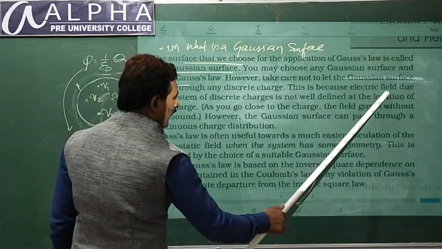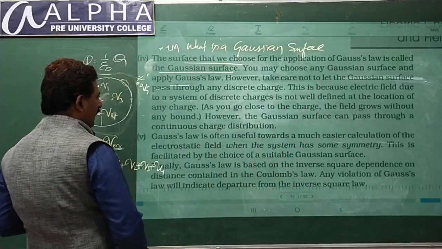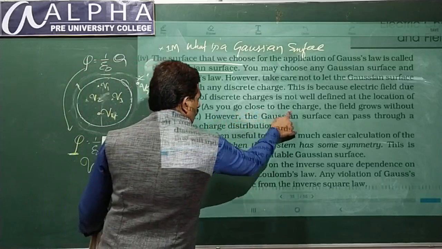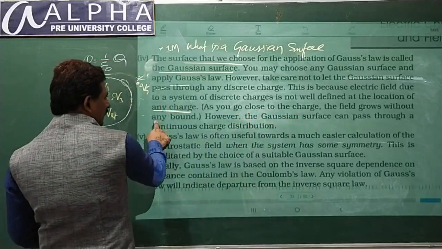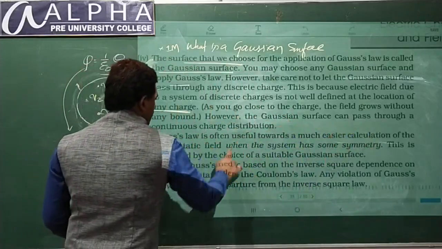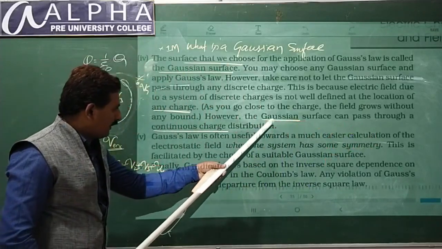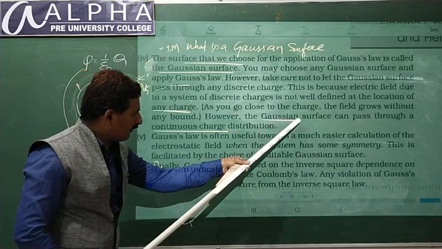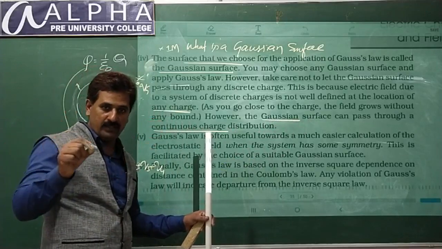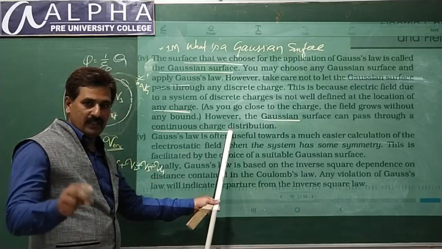This is because the electric field due to a system of discrete charges is not well defined. Where? At the location of any charge. As you go close to the charge, the field grows without any bound. However, the Gaussian surface can pass through a continuous charge distribution. This application we will see next using this idea, by considering a Gaussian surface passing through a continuous charge on a straight line, wire, or a surface, we will see.